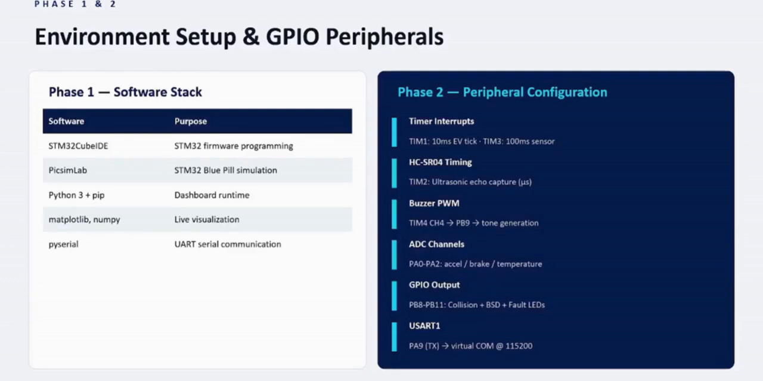Next, environment setup and GPIO peripherals. This slide explains the software tools and STM32 peripherals used in the project. In phase 1, I prepared the software development environment. STM32CubeIDE was used to write, compile, and debug the embedded program. Proteus was used to simulate the STM32 Blue Pill board along with potentiometers, LEDs, ultrasonic sensors, and serial communication.